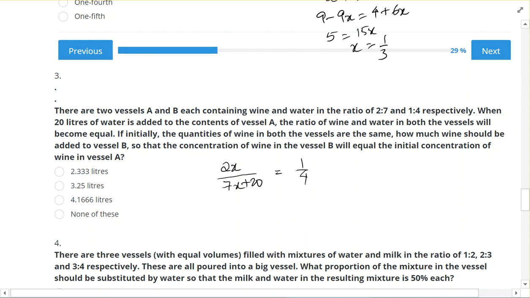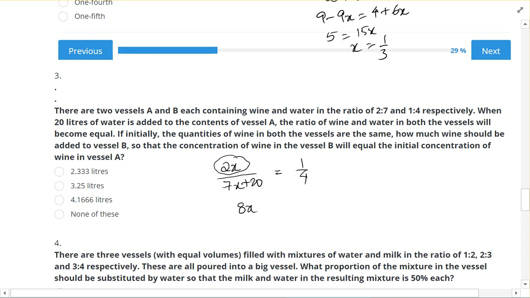If initially the quantities of wine in both the vessels are same, we'll find x, and we'll know that the quantity of wine in the second one is also 2x. In both of them, the quantity of wine is same. How much wine should be added to vessel B? So the concentration of wine in vessel B will be equal to the initial concentration in vessel A. At first we'll find x, then we'll proceed.